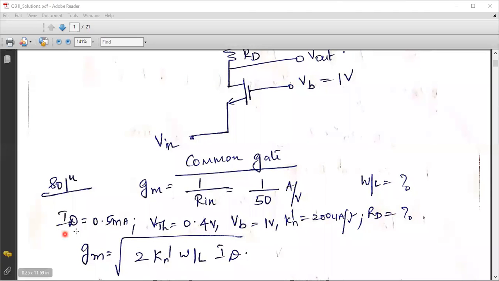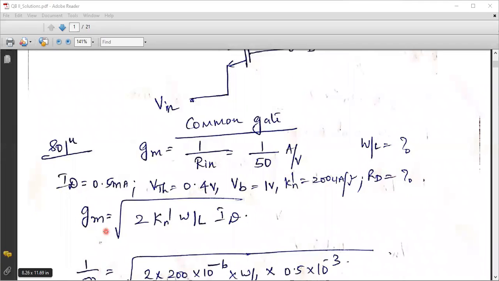The given parameters are the drain current, that is 0.5 milliampere, the threshold voltage 0.4 volt, the bias voltage that is towards the gate terminal, we have 1 volt, and Kn dash 200 microampere per volt square. So these are all the given parameters, and we need to find W by L and Rd. As I mentioned earlier, to compute W by L, we have to find the transconductance.